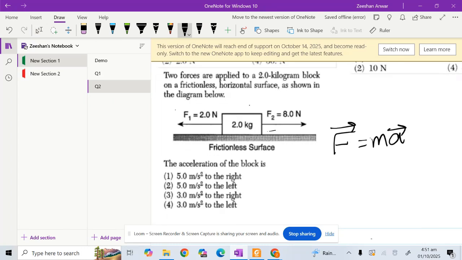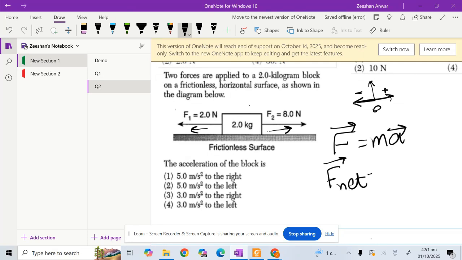As you can see, one force is applying in the right direction and the other in the left direction. So we take, as our axis, the right force as positive and the left force as negative. Okay, so we have to find the net force that is applied on a body. First of all, we have to find the net force. Then after finding the net force, we will find the acceleration.